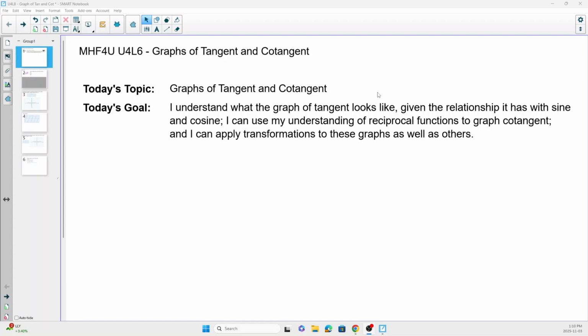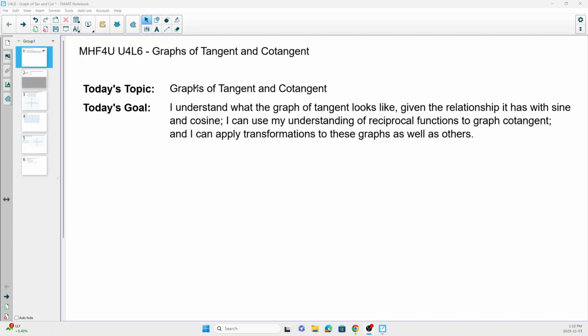Okay guys, Unit 4, Lesson 6. We are now going to start exploring the graphs of tangent and cotangent. And I know in 3U that we sometimes really briefly look at the graph of tangent, but we don't do much with it. And now we're going to also take a look at cotangent.